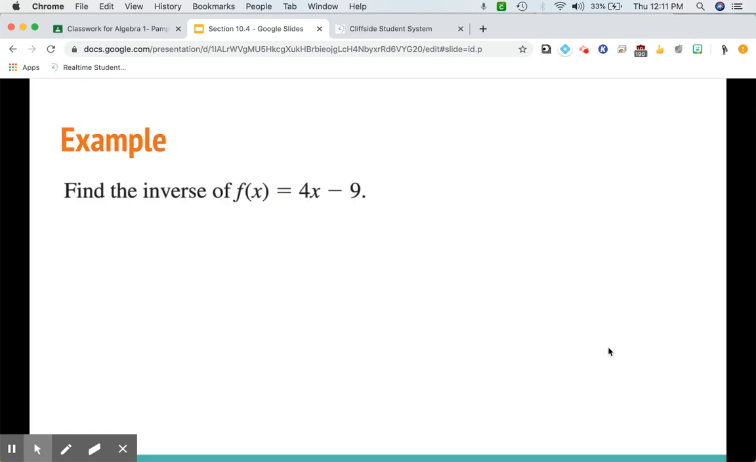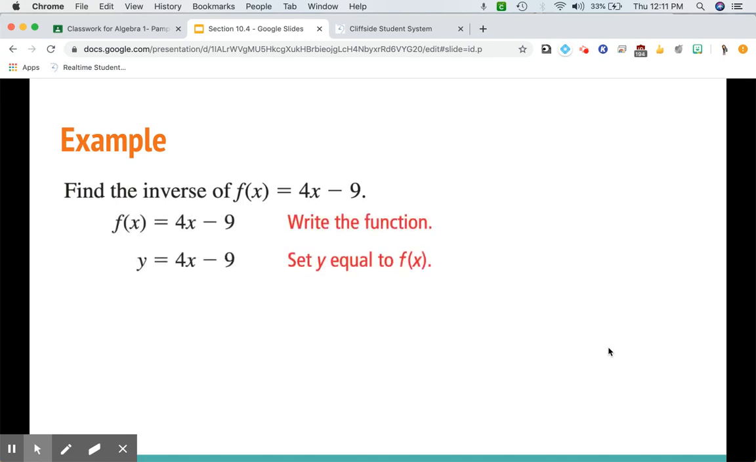So for example, if we want to find the inverse of f of x equals 4x minus 9, the first thing you want to do is switch that f of x to y. Okay, so now you have x and y in your equation. What you want to do is literally switch them. So now it becomes x equals 4y minus 9. Again, all you're doing is instead of writing y, write it as an x. Instead of writing x, write it as a y. Now what you want to do is solve for your new y.